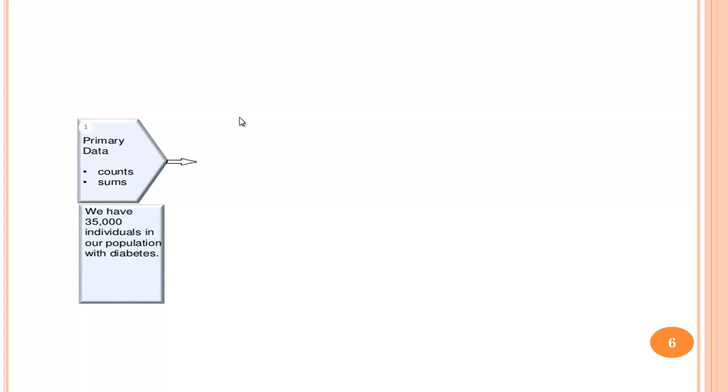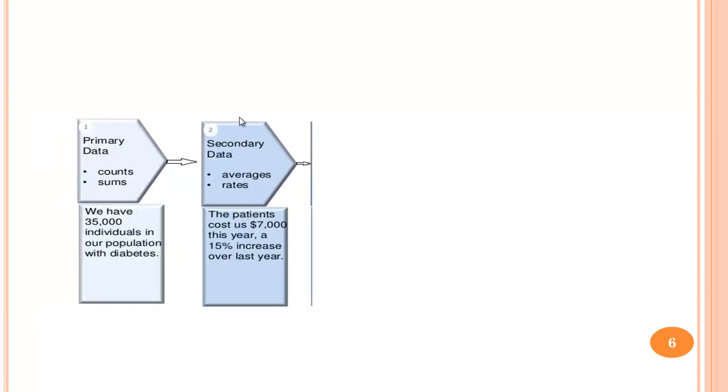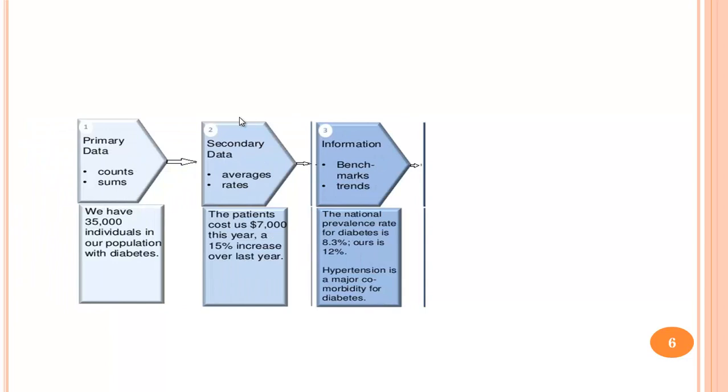Now we'll see this picture. Primary data, counts, sums: we have 35,000 individuals in our population with diabetes. Now we'll see the secondary data, average rates: the patient cost US $7,000 this year, a 15% increase over last year. Now this data becomes information, benchmarks, trends: the national prevalence rate for diabetes is 8.3%, ours is 12%.